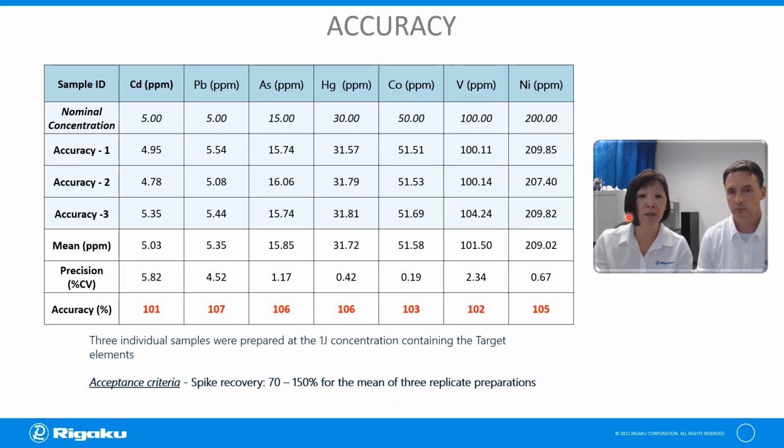And then here, the next one is showing the accuracy. So the acceptance criteria was just the spike recovery should be between 70 to 150% of the mean of 3 replicate preparations. And you can see here, it's very, very good recovery, close to 100% for all of them. Of course, that makes sense. It's a direct analysis technique. Right. We're not digesting material, so you're really not extracting, and you're analyzing the full pellet too. So there's no loss because you're spiking it in. You're taking the entire material and then making the press pellet. And the precision here is quite low as well.